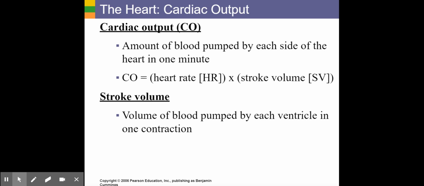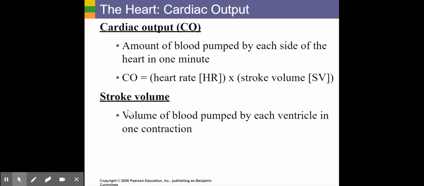Okay. There are a couple of things we talk about with the heart when we talk specifically about health. We look at two things. We look at cardiac output and stroke volume. Cardiac output is essentially the amount of blood that can be pumped out of each side of the heart in 1 minute. We can get cardiac output by taking our heart rate and multiplying it by our stroke volume, which we'll talk about in just a second. And that gives us our general cardiac output.